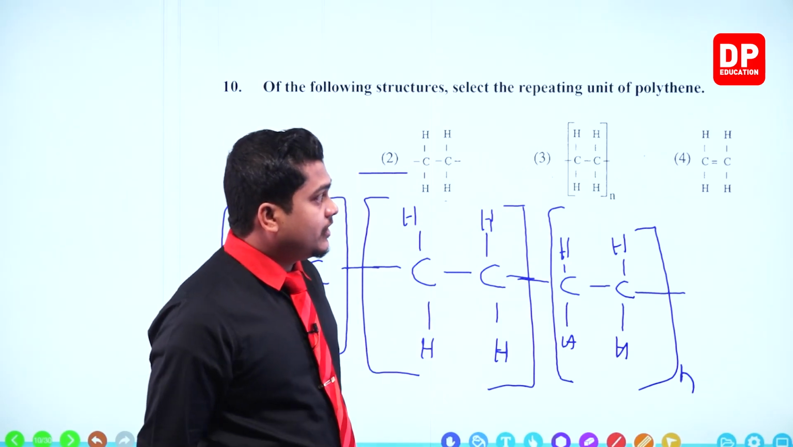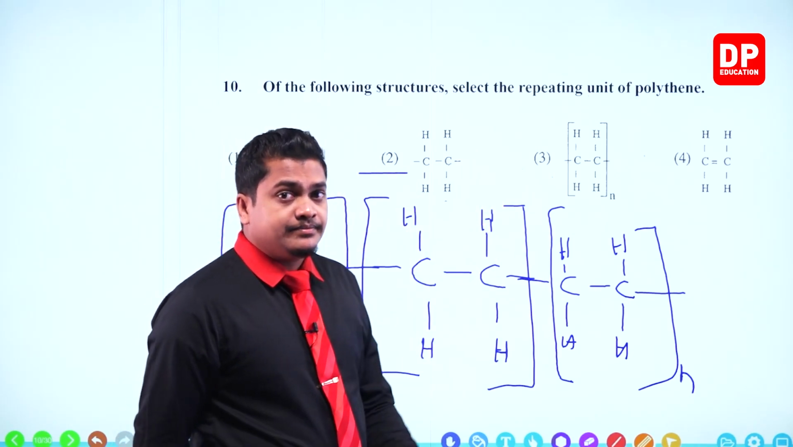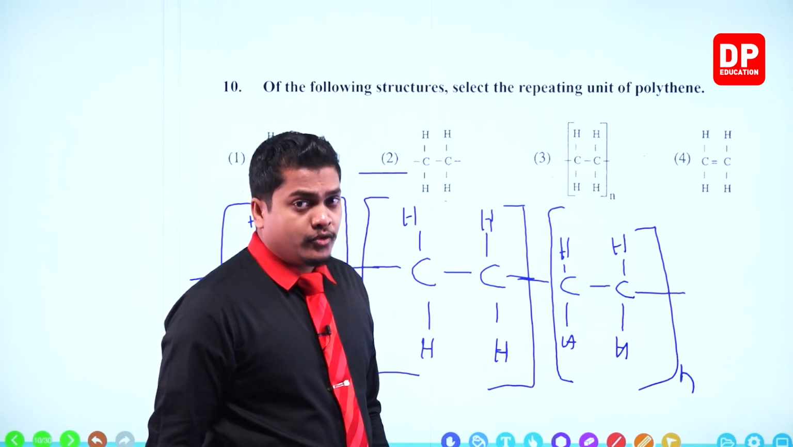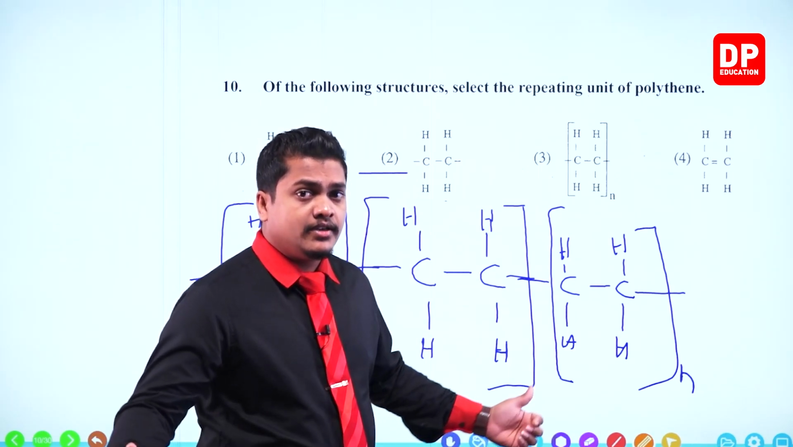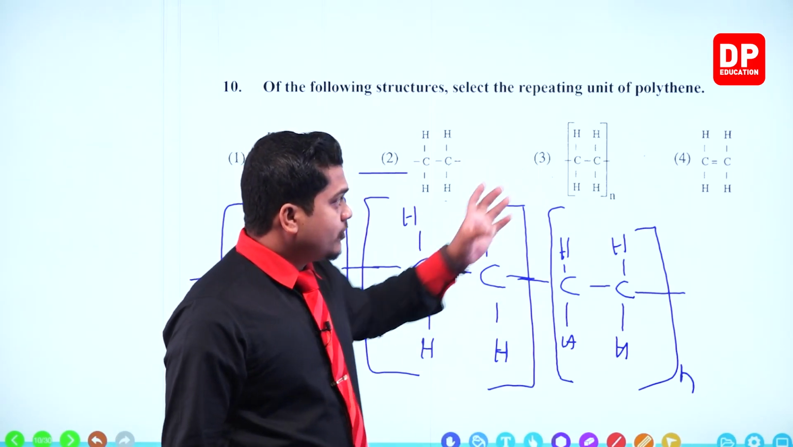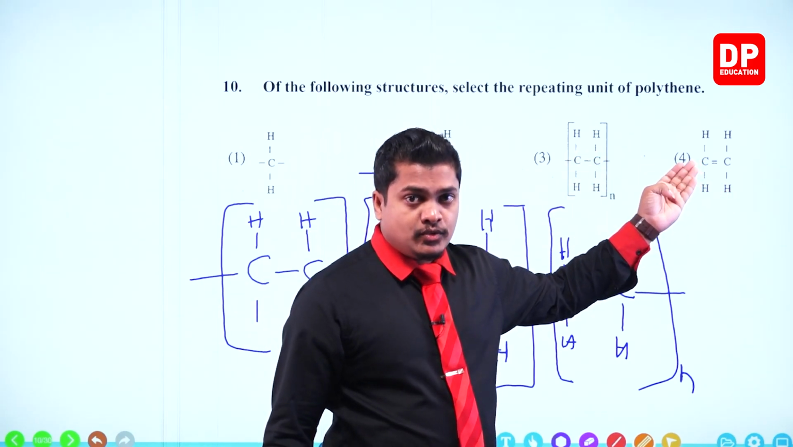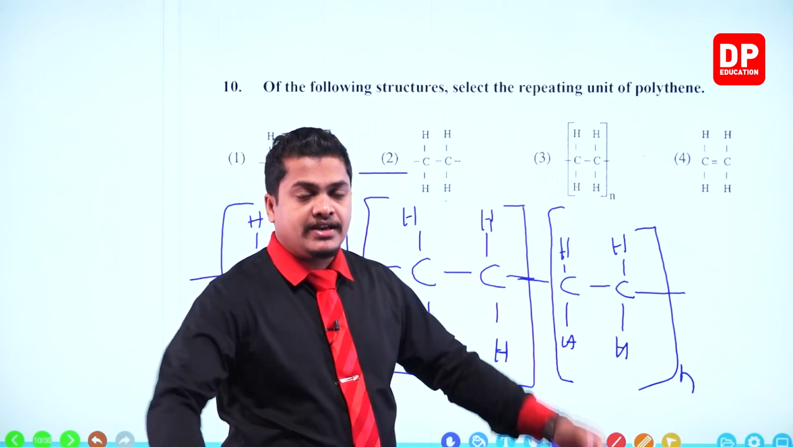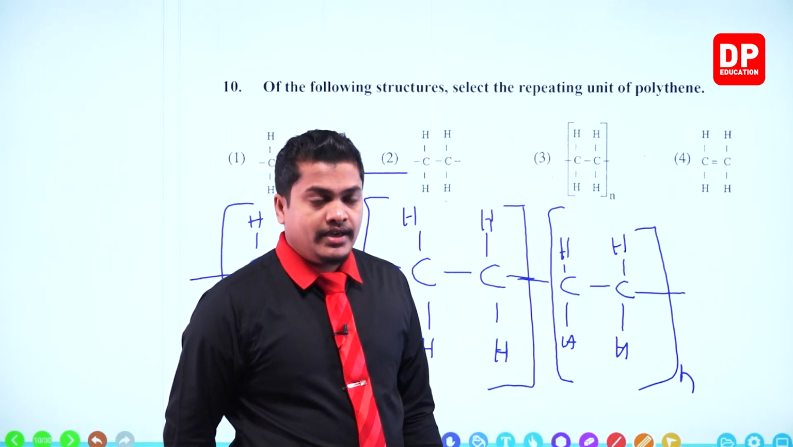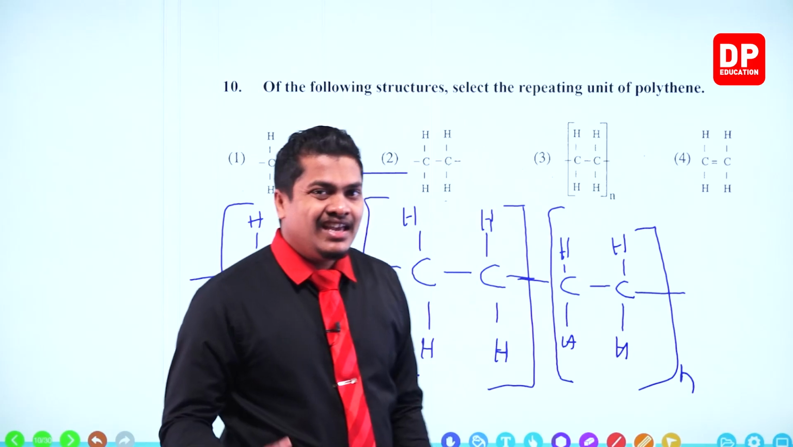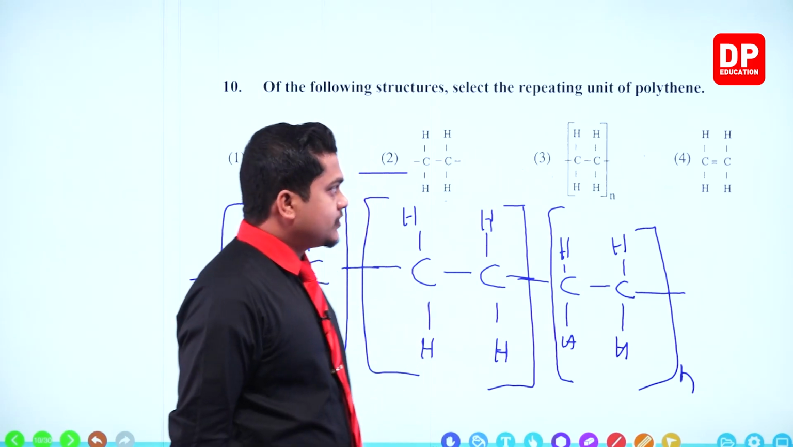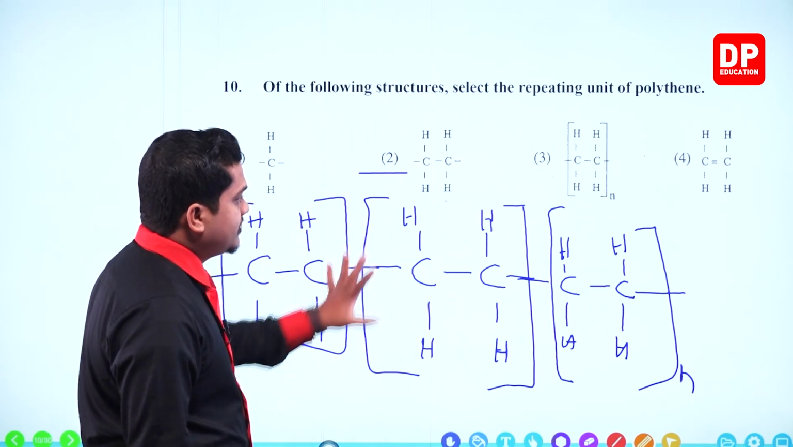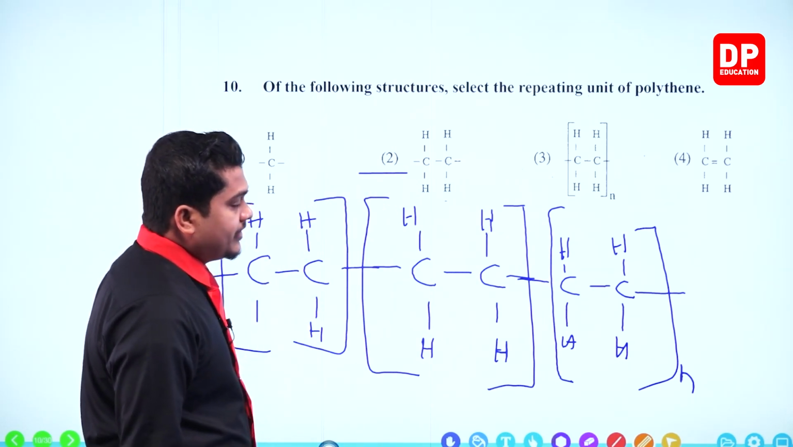Then the fourth one, that's the ethene molecule, my dear children, right? Repeating unit means it should repeat like this. So we can't create a repeating unit by using the ethene molecule. That's why we break the double bond so that we can create a repeating unit. So this is incorrect. This is just the ethene molecule. So the answer for question number 10 should be the second one. This is the repeating unit of polythene.